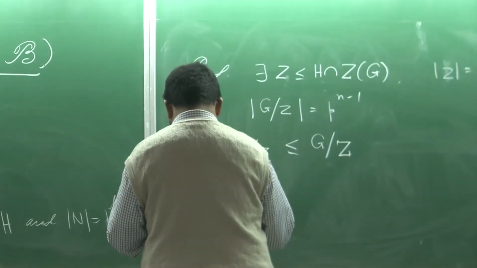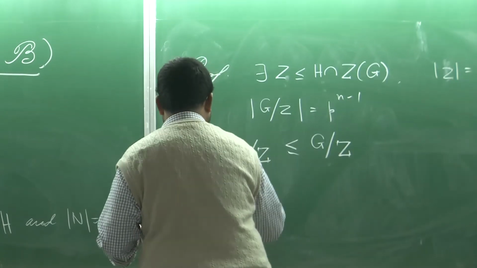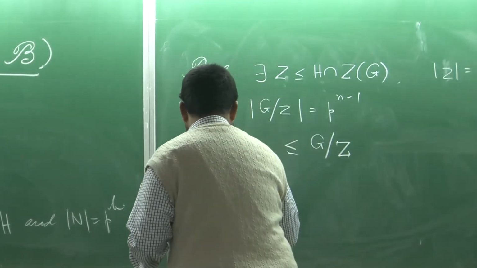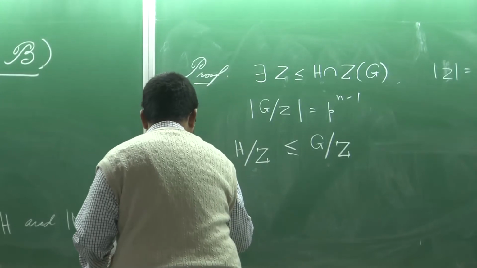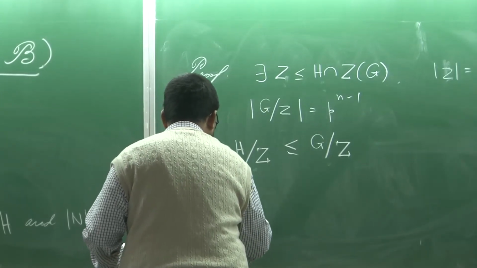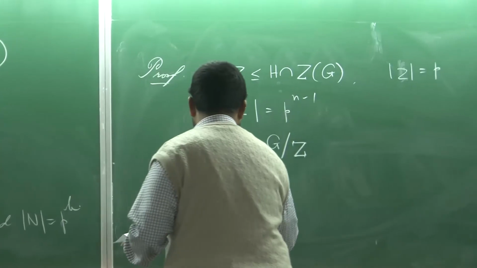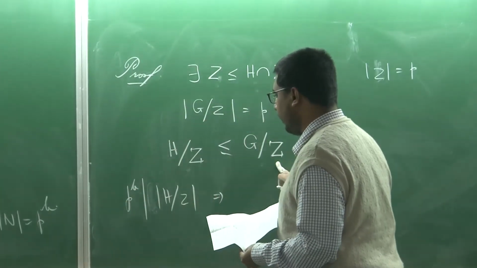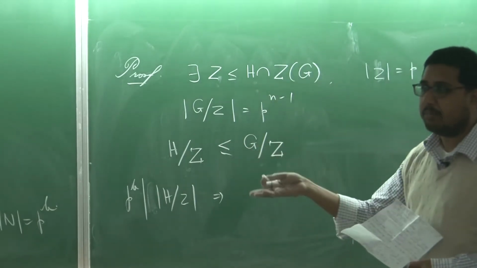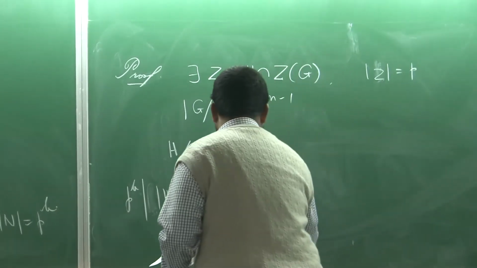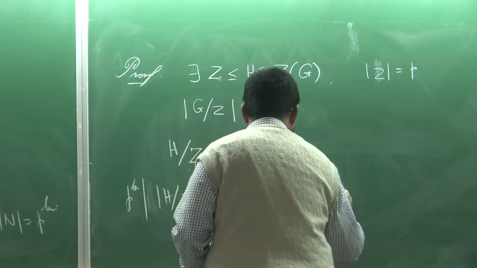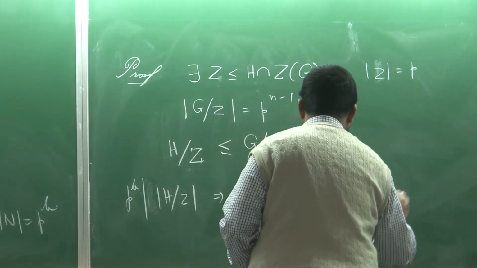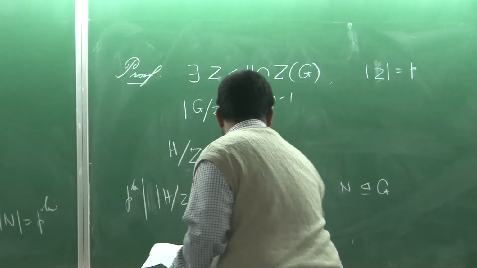So, this is a P group, and this is a subgroup of that. Then, corresponding to every divisor of this order, let p to the power b divide the order of H modulo Z. By induction hypothesis, we do have a normal subgroup of G modulo Z. How does a normal subgroup of G modulo Z look like? It will of course be of the form N modulo Z, where N is a normal subgroup of G.